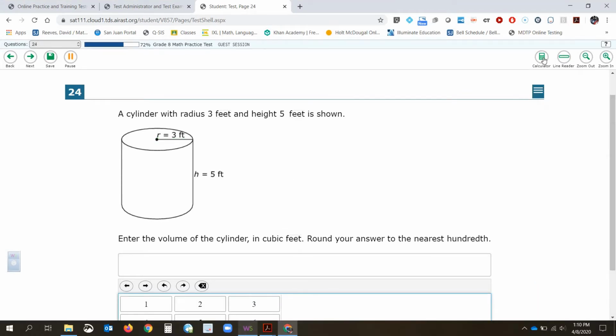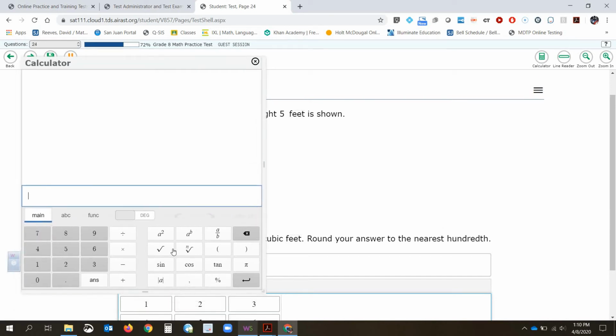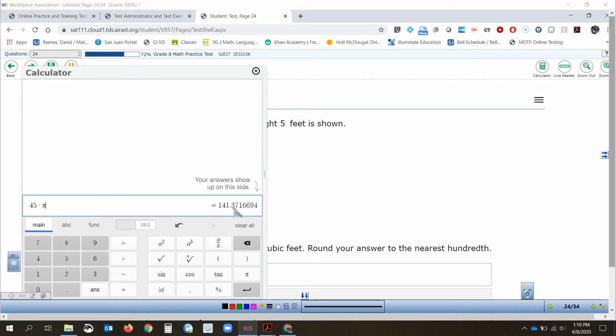I'm going to pull up the calculator. There it is. I'm going to do 45 times pi, and we get 141.3716694. It says to round our answer to the nearest hundredth, which is two places. So I look one place to the right, and it's a 1, which means the answer is 141.37.